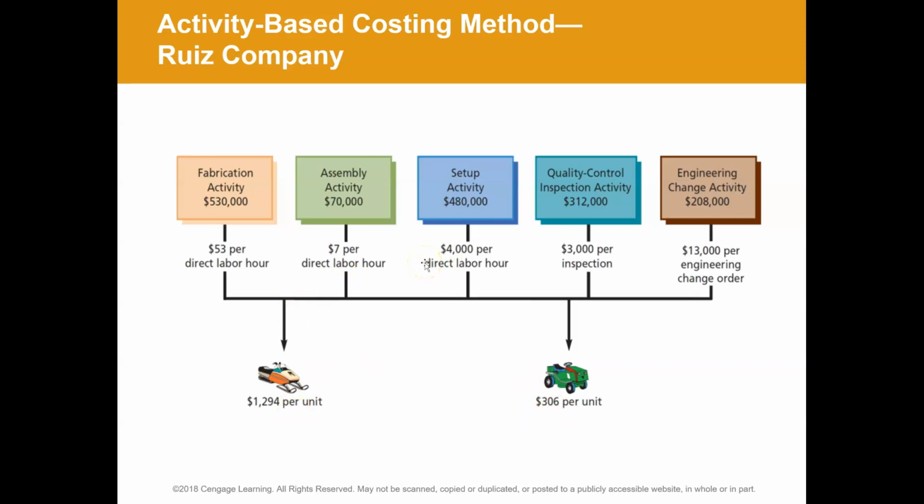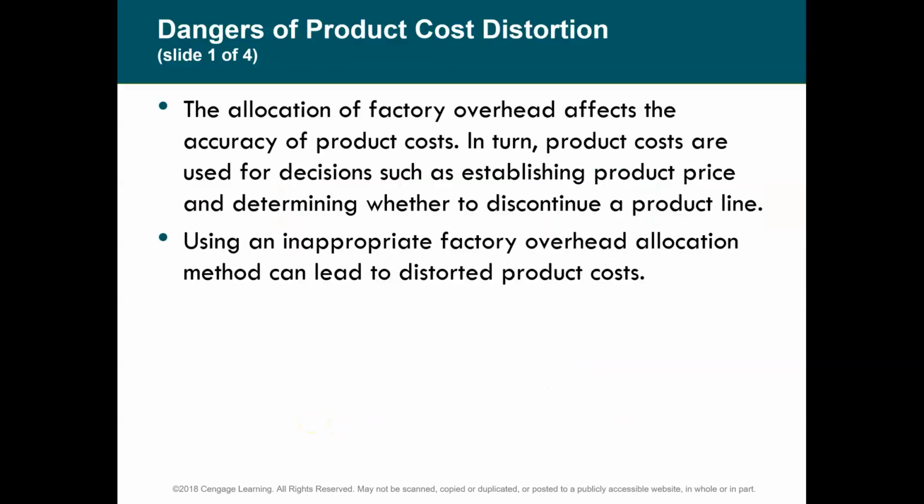So just think to yourself, instead of having an estimated overhead divided by the total estimated driver, now we've got overhead broken down by activities, divided by specific activities, or activity rates, like the actual fabrication hours, assembly hours, the number of setups, the number of inspections, the number of change orders. And then, using these rates, we charge it to the product, and it ends up being a lot different.